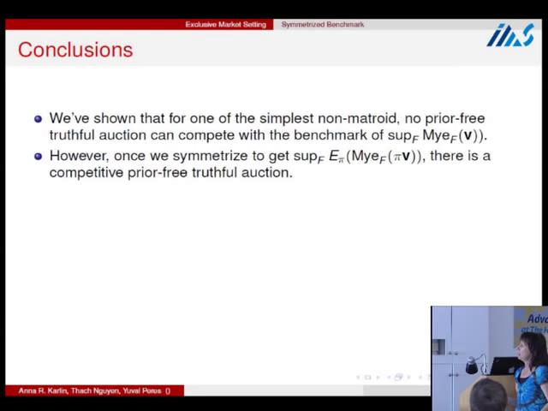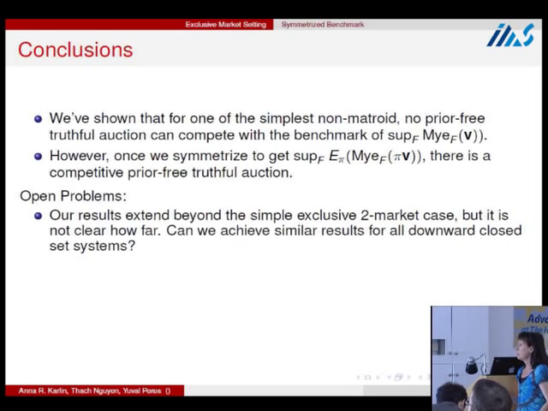So let me end. We showed that for one of the simplest non-matroid settings, no prior-free auction can compete with this benchmark. But once we symmetrize, then we can get a competitive prior-free truthful auction. We have some ideas about extensions, but it would be really nice to get some general, strong prior-free results for all downward closed set systems.